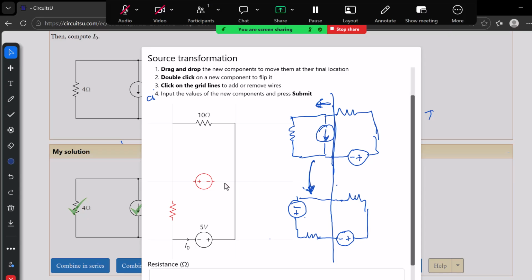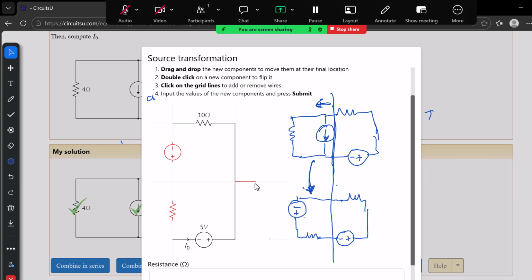And then here I will move this voltage source, and then I'm going to drag it like this. And then notice that for some reason CircuitsU made it so that it's minus plus like this. So I will double click to flip it, where it says here double click on a new component to flip it so that it goes into our direction. And then we click on the grid lines to add or remove wires.